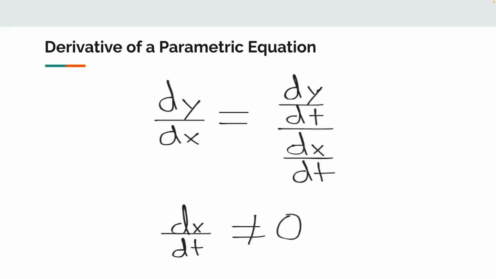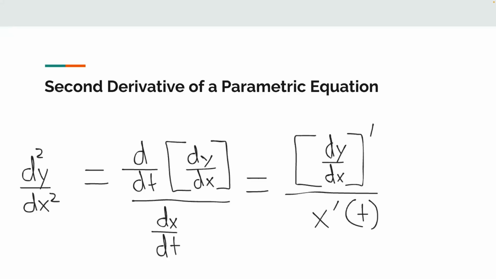So a parametric equation, essentially, doesn't have x and y. It'll represent x as a function of a new parameter like t, and it'll represent y as a function of that same parameter t. So the derivative of a parametric equation, dy/dx, is equal to dy/dt over dx/dt. It's pretty self-explanatory. Think of it as just y prime over x prime. And essentially dx/dt cannot be equal to 0, otherwise it'll be undefined.